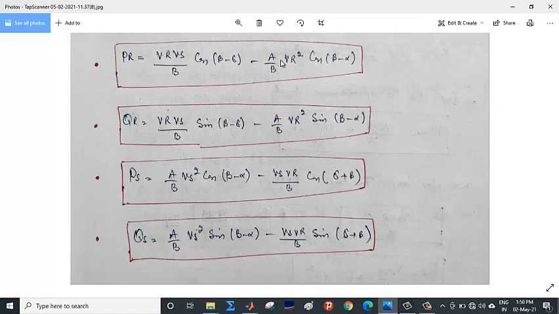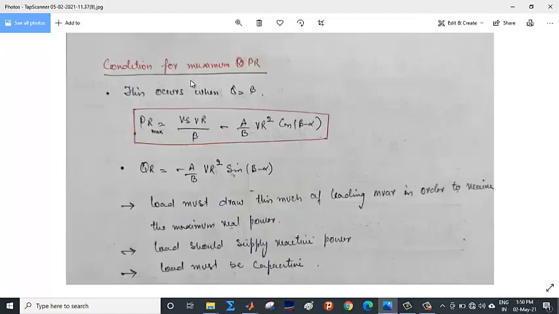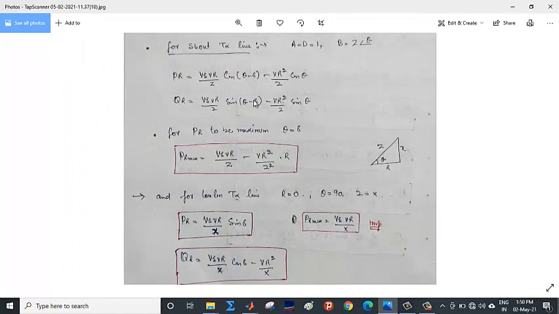And this will be equal to, A is equal to 1, VR square by Z, B is equal to Z, cos of beta minus alpha, but beta is now equal to theta, that is the impedance angle of this Z. That is what I have written over here. You can see cos of theta. QR is equal to similarly VSVR by Z sine of theta minus delta, minus VR square by Z sine of theta. For PR to be maximum, theta should be equal to delta.